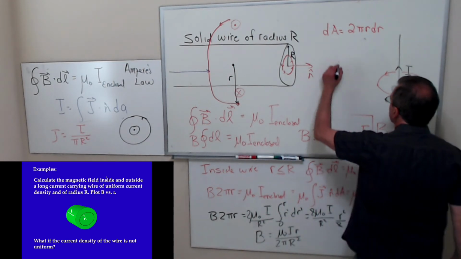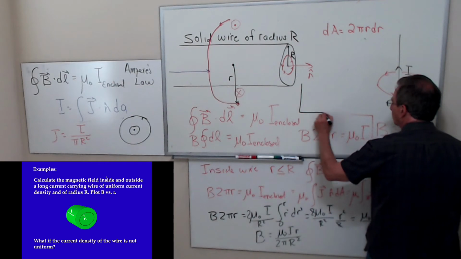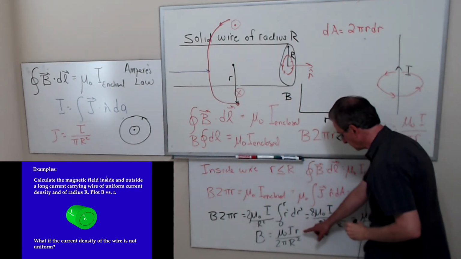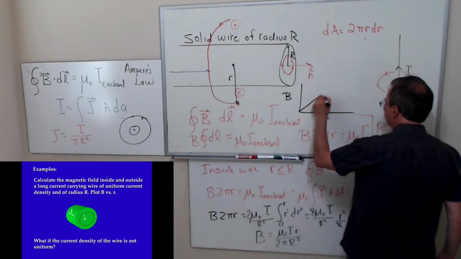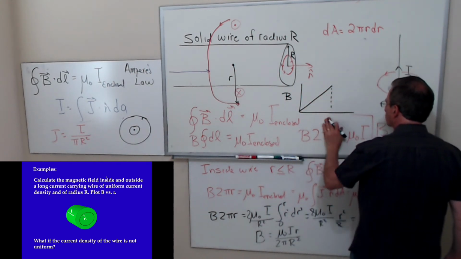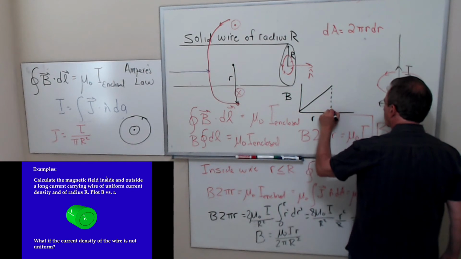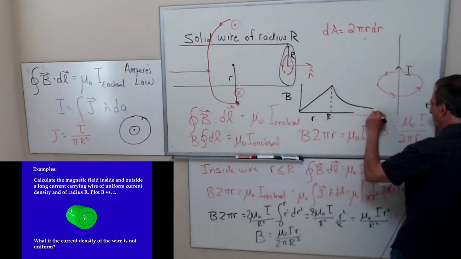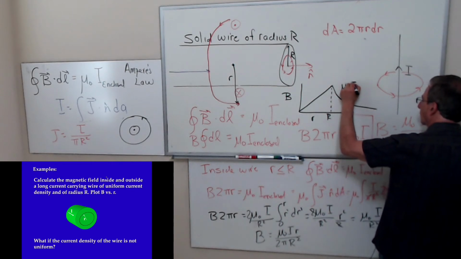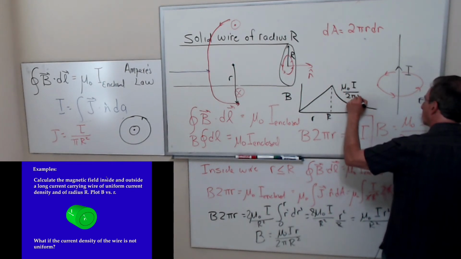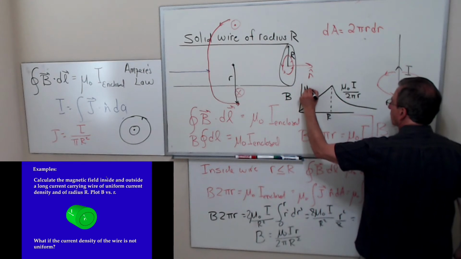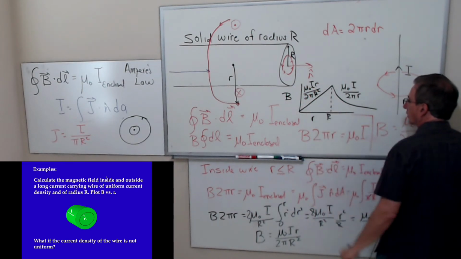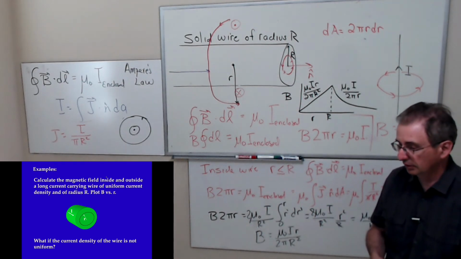Okay. So what the field looks like, if I were to make a graph, running out of space, looks like it's linear inside. And then when you get to the surface, it decreases as 1 over R. That's what a graph looks like.